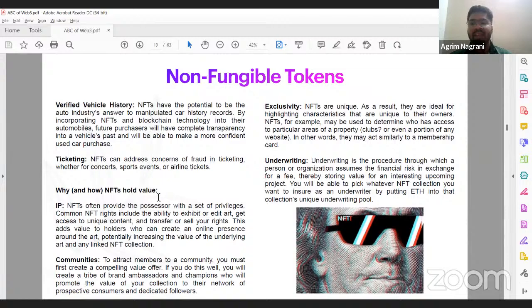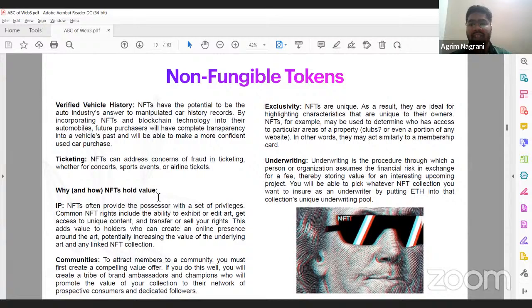This can be done for the trading of NFT purpose. This adds value to the holders, like those who have created their online presence around that art, and also simultaneously increases the value of that particular underlying asset. This is one thing. So now in Web3 space, another one of the most important things is the communities.